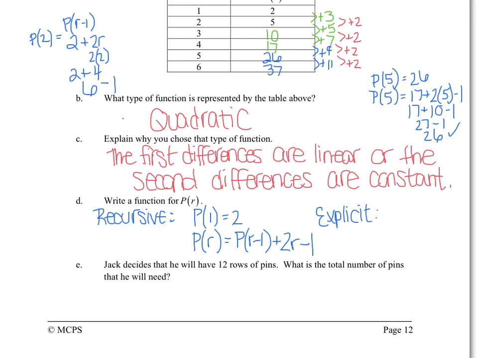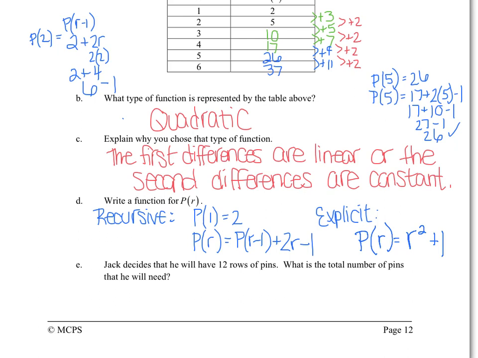We know it's going to be quadratic, so at some point in time, r is going to be squared. Well, 2 squared is 4, but I need it to be 5. So maybe r squared plus 1. 3 squared is 9, but I need it to be 10. There's that plus 1 again. 4 squared is 16, plus 1 is 17. So my explicit rule is going to be p of r equals r squared plus 1.